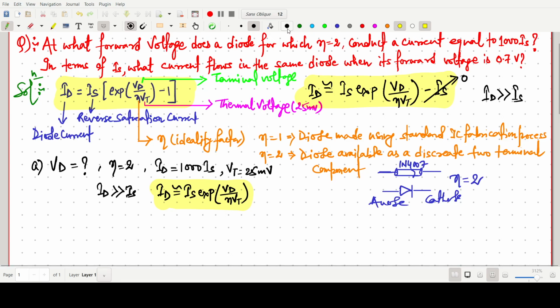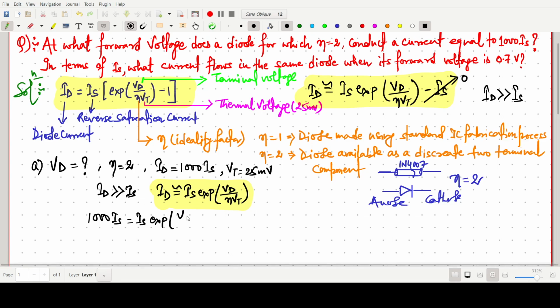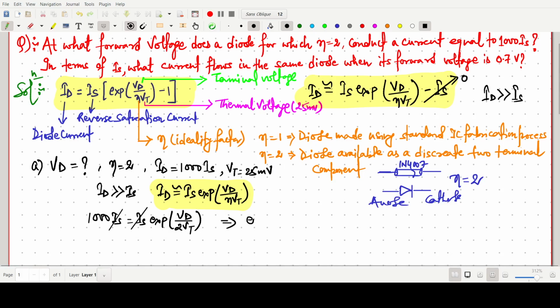So what we will do: the ID value is given to us, that is 1000 IS. This one is IS EXP. VD is unknown, so we keep it as the unknown, over 2VT. I am writing it like this. So this IS and IS will be cancelled out. Now one can write EXP VD by twice VT, and 1000 means 10 to the power 3.